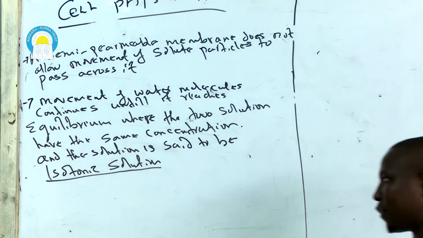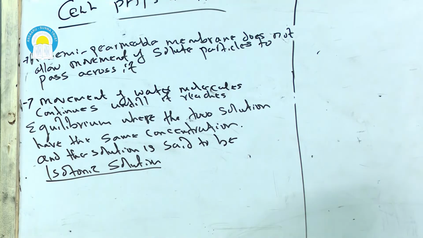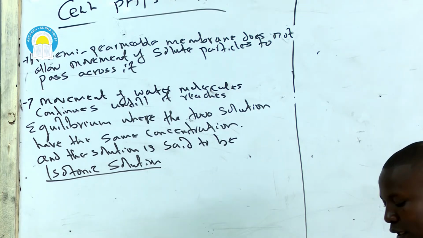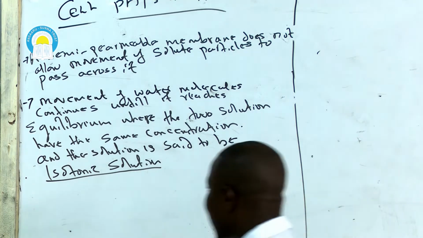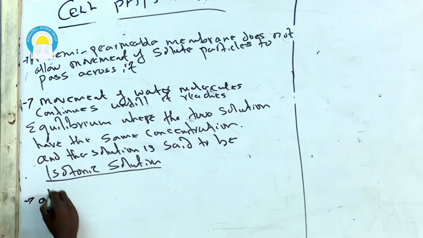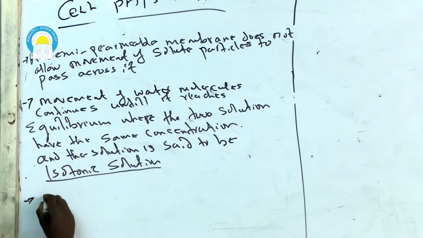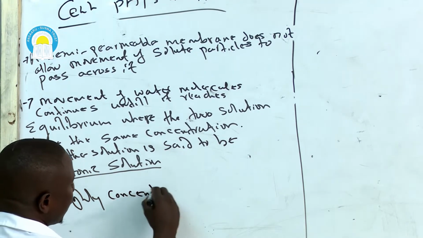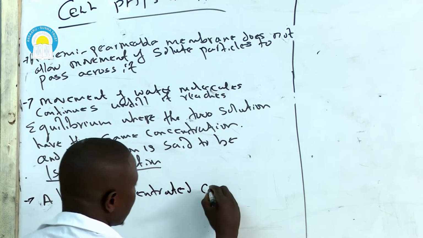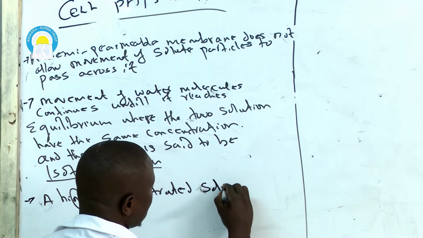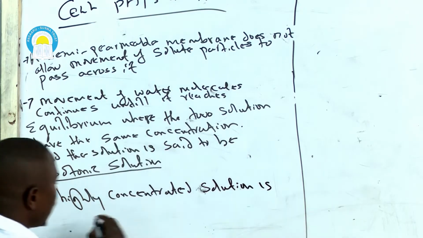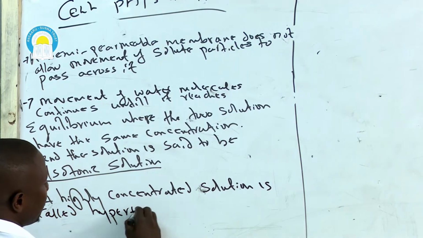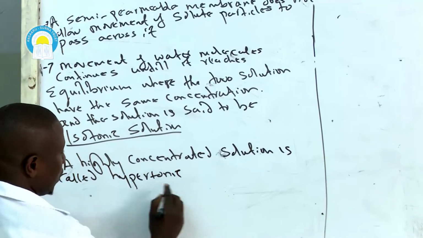That is, the osmosis has reached what? Maximum. It cannot take place again. Why? Because the solutions are the same. We call it isotonic solution. Next point, a highly concentrated solution is called hypertonic solution.